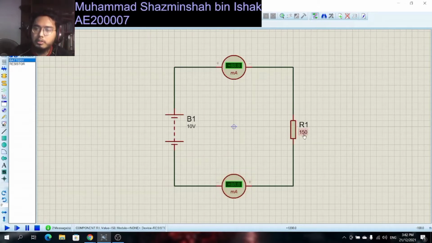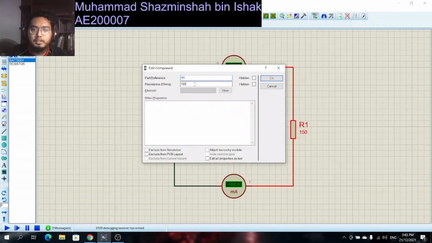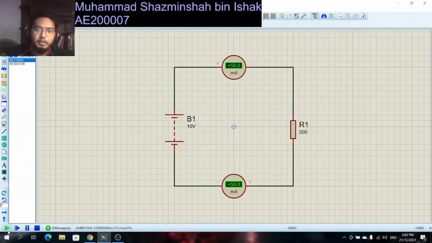Okay, the first load we're going to use is 150 ohms. Then we run it. Okay, as we can see, the two current measurements remain the same, which is the value of 66.6 milliampere. Okay, now we're going to change the value of the resistor to 200. Then we run it again. Okay, as we can see, the value of the two ammeters remains the same, but it changed to 50 milliampere.